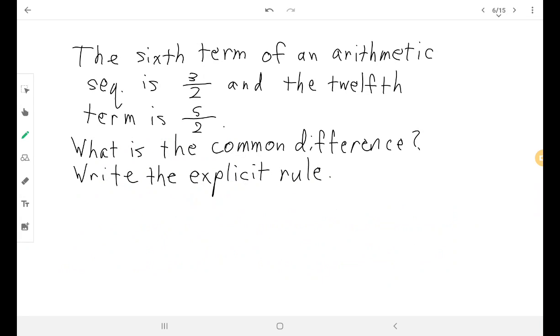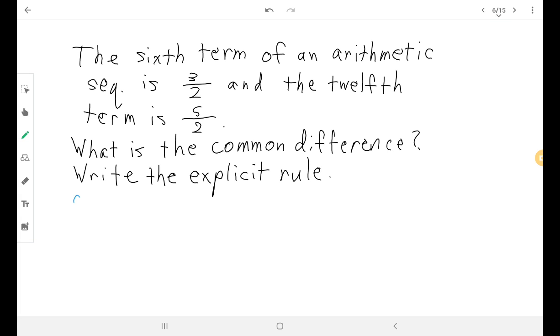And now let's talk about the sixth term. What would be the sixth term of an arithmetic sequence? Well, actually, let me take that back. The sixth term is 3 over 2. And the 12th term is 5 over 2. And the question is, what is the common difference? Write the explicit rule. Okay?